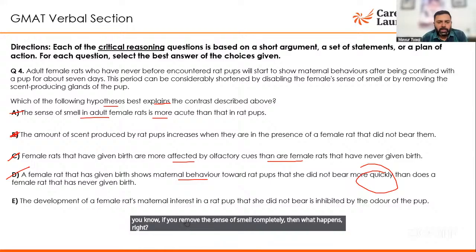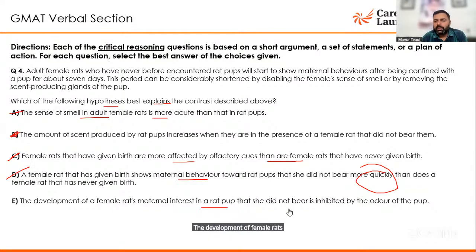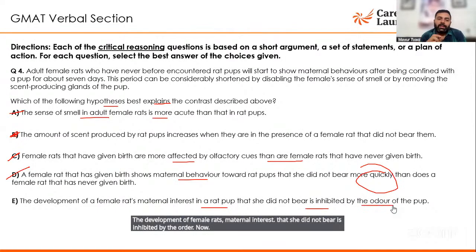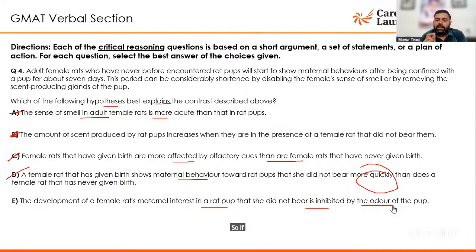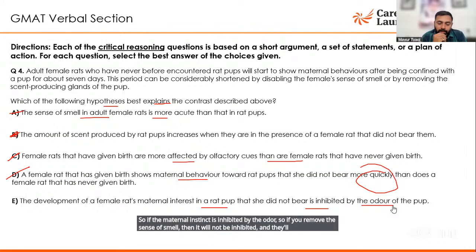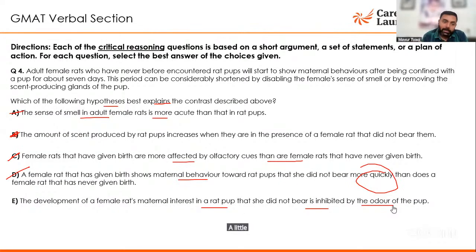The development of female rat's maternal interest in pups that she did not bear is inhibited by the odor. Now that explains. So if the maternal instinct is inhibited by the odor, and you remove the sense of smell, then it will not be inhibited and they'll be able to do it a little faster, right? Therefore, most definitely the right choice is E part. Are we clear here, everyone?